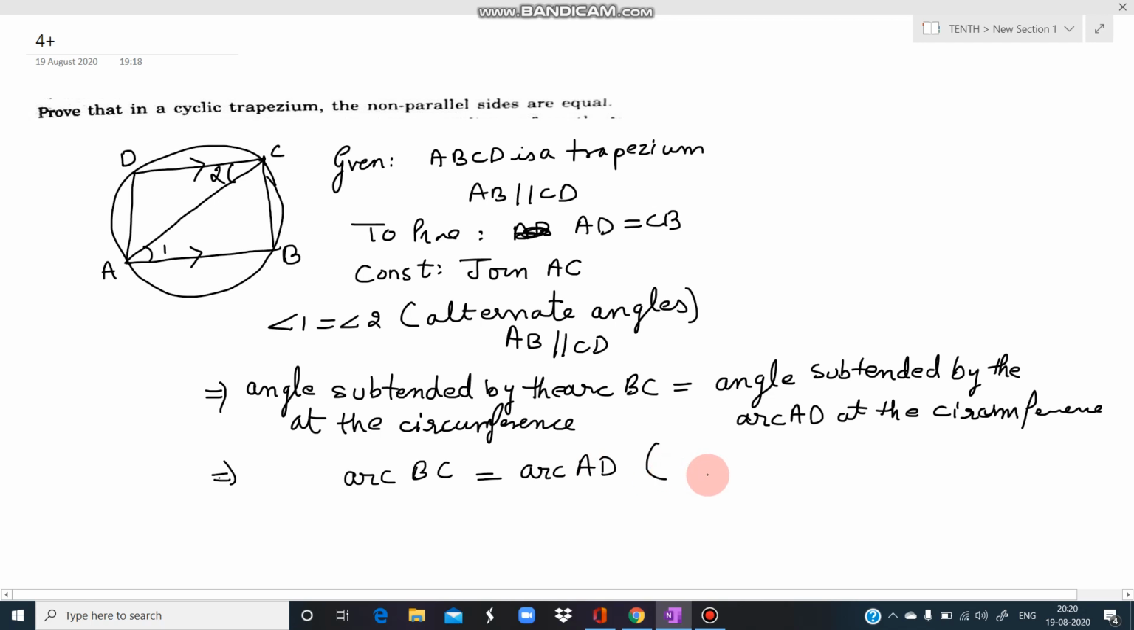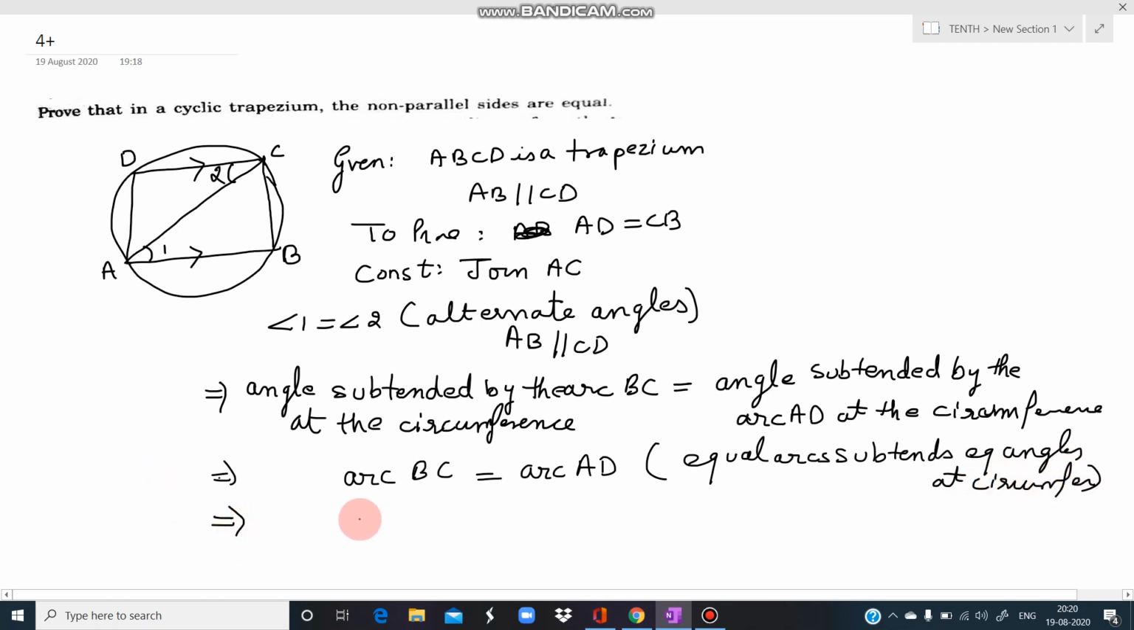What is the reason? Equal arcs subtend equal angles at the center, at the circumference. Isn't it? तो अगर arcs equal हैं, that means they will cut off equal chords. So BC is equal to AD. What is the reason? Equal arcs cut off equal chords.